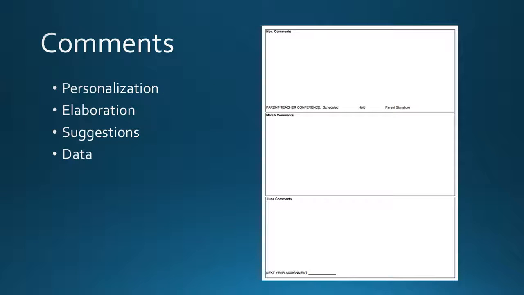The comments on the report card are a valuable part of the report card. It allows the teacher to really personalize it to the student. It allows the teacher to elaborate on the quantitative part of the report card. So if a student is, for example, getting a 2 in a particular area, then the teacher can say what the student's strengths are in that area and then offer some suggestions of what they might need to do to bring it up to a 3, for example. It's also a good place for teachers to actually put the data that they used to draw their grades from.